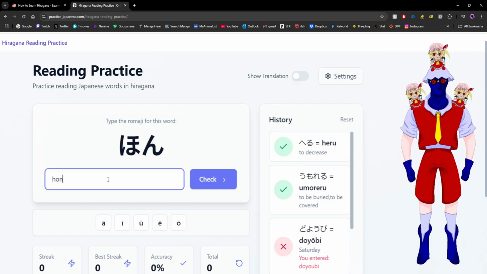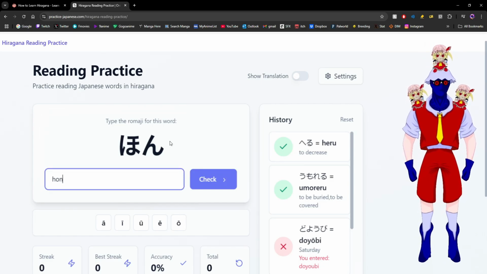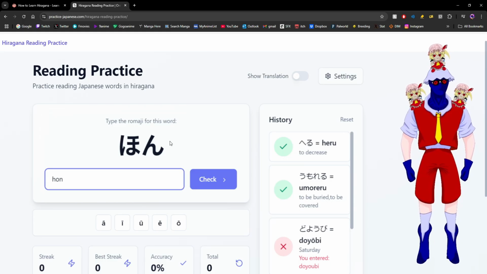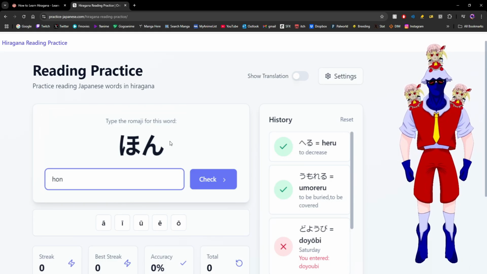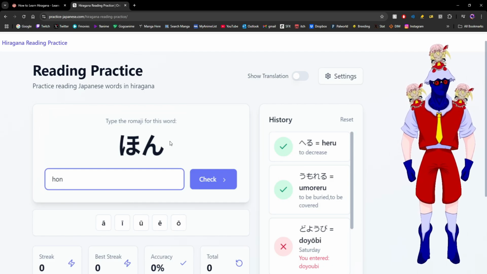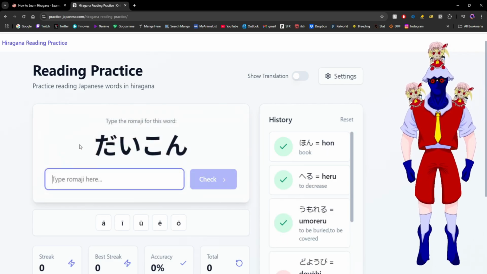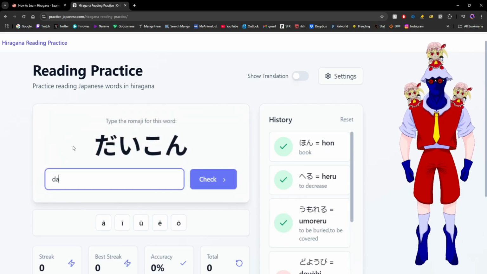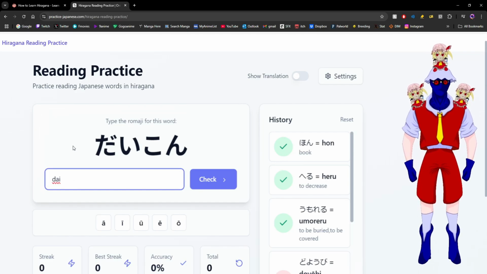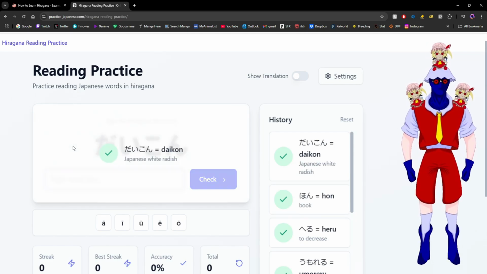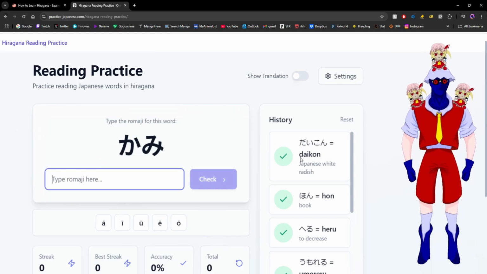And then, yeah, this is basically N. You need to know it as an English speaker. It's the only letter in Japanese that doesn't have an a, i, u, e, o after the actual letter. This is basic English. You should know it. Book. Hon. Okay, we have the ta, but this time is da, dai. Wow. Okay, cool. Daikon. Japanese white radish. Yes, I do remember this in anime.